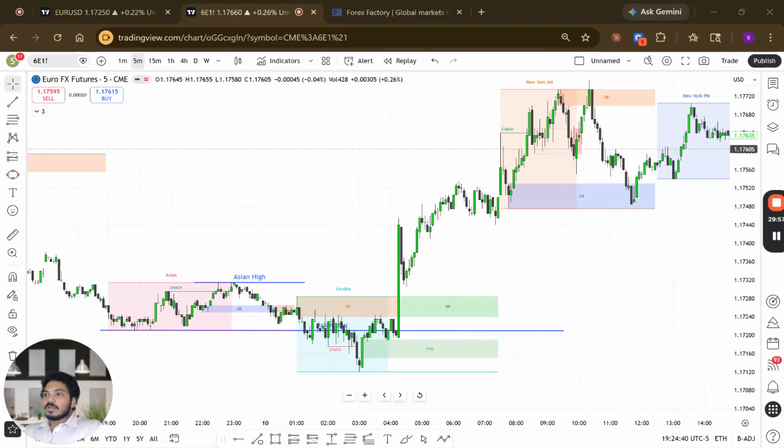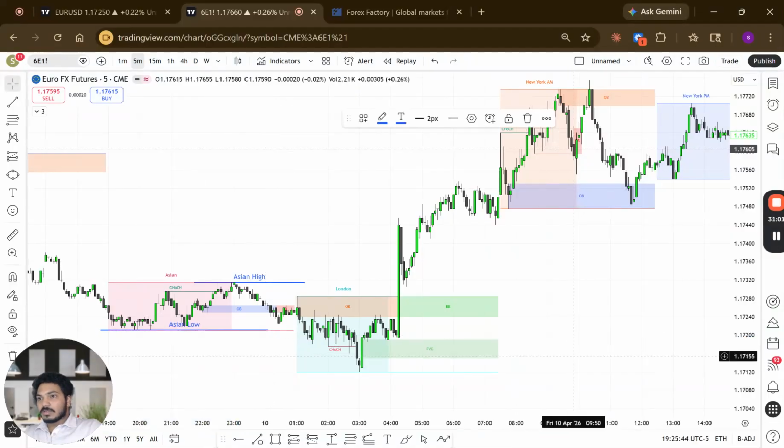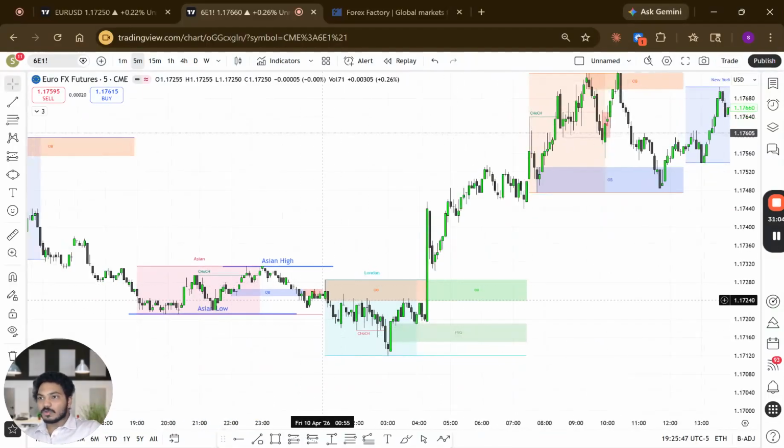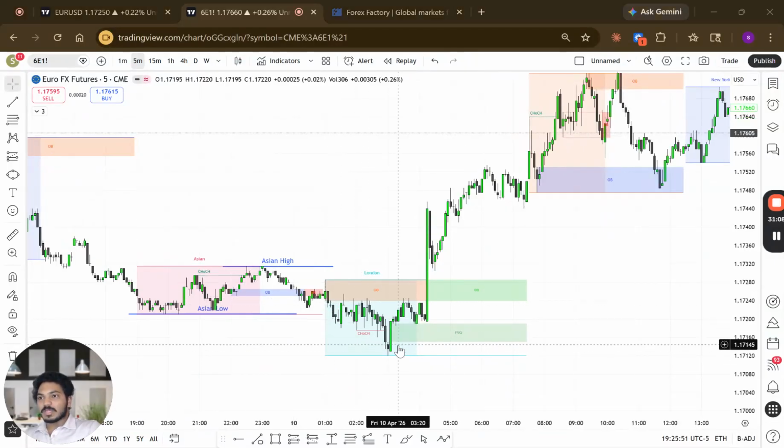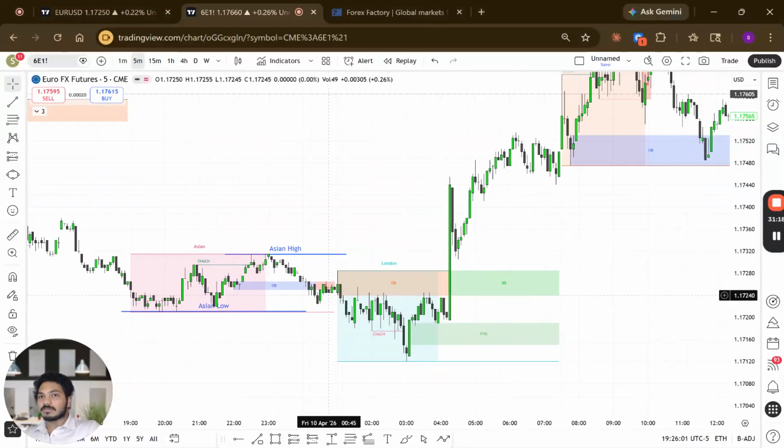So right here, let me just move this here. So this is the London Open, right? And you can see the manipulation here. It's not just a small move. Price drastically moves. You can see how the price is aggressively dropping down, breaking that Asian low.